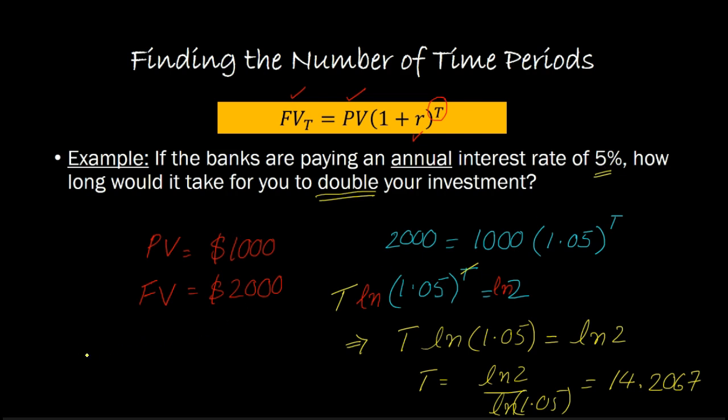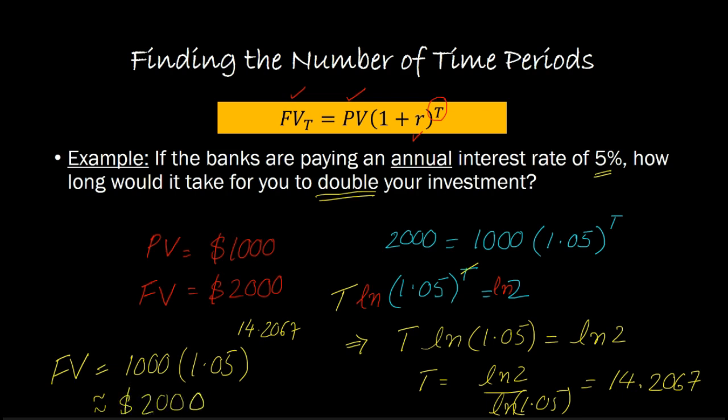One way to confirm that is that if you had $1,000 today, and if I asked you what would be the future value of this $1,000 about 14.2067 years from now, you would say the future value would be $1,000 times 1.05 raised to the power 14.2067, which, if you do the math, will show you that this will be about $2,000 exactly. And so this is how you can use this equation to figure out the number of time periods it requires for your present value to become some known amount in the future.